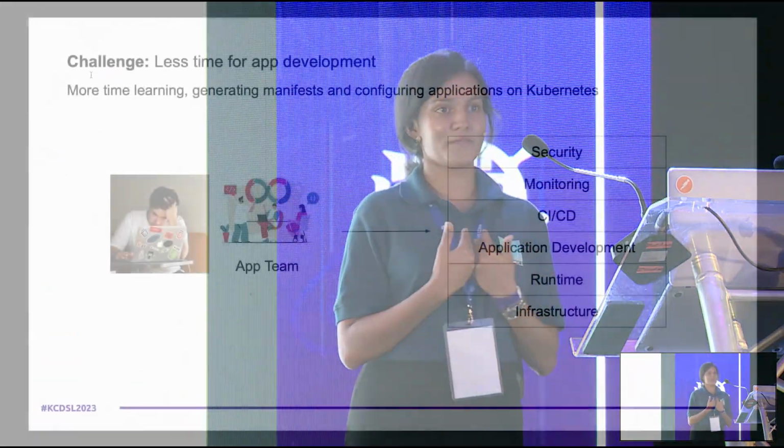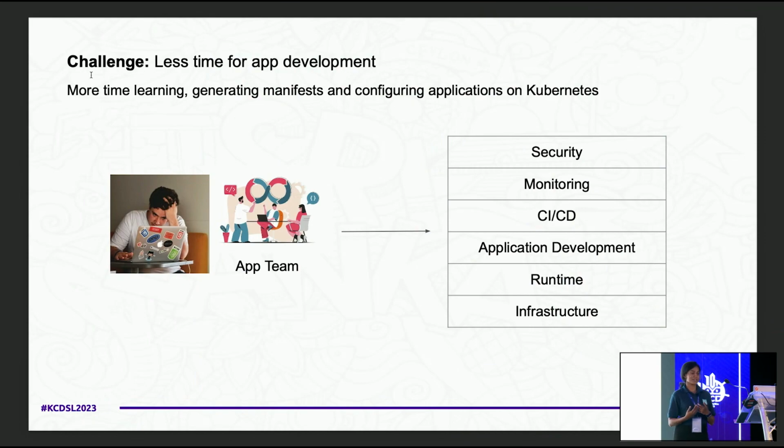And the second challenge we had: I'm a software engineer, so my responsibility is to develop applications. With all that learning, we didn't have much time to actually develop. It took more time to learn, and we also had to do routine work like generating manifests and configuring applications on Kubernetes. Most of this is routine work. The service YAML will be the same YAML we use for different applications, so it's the same thing we do over and over again.